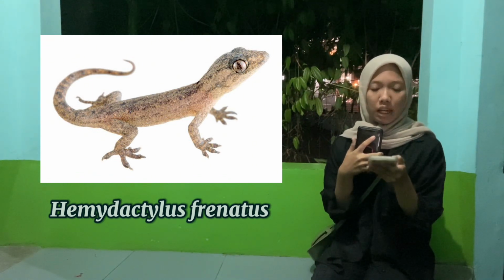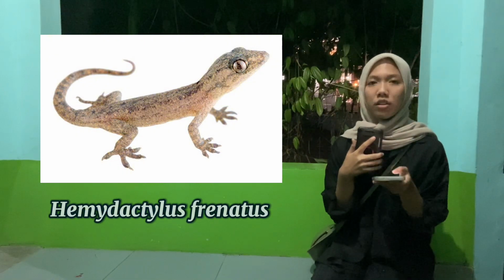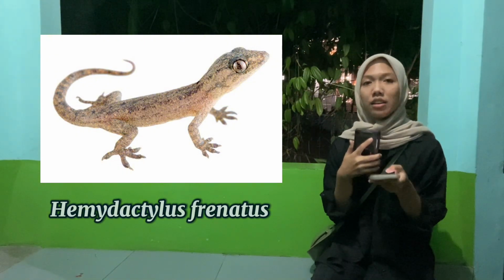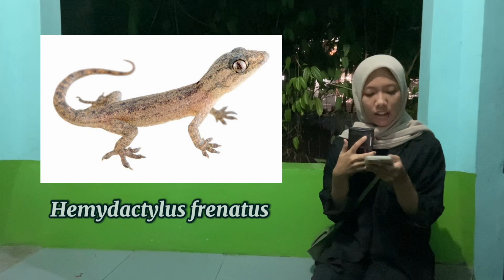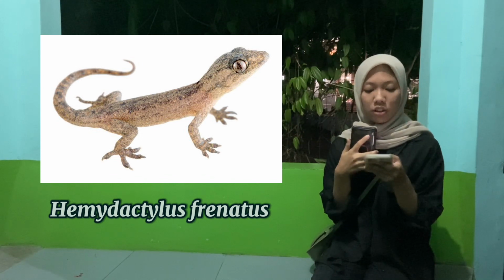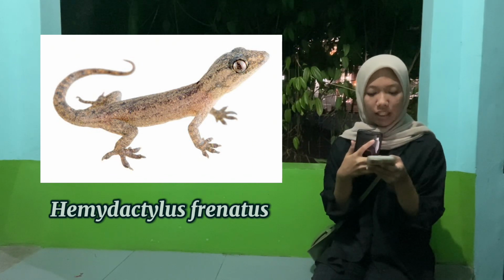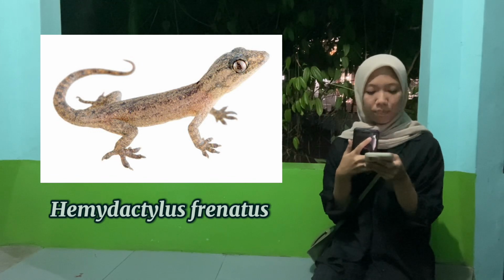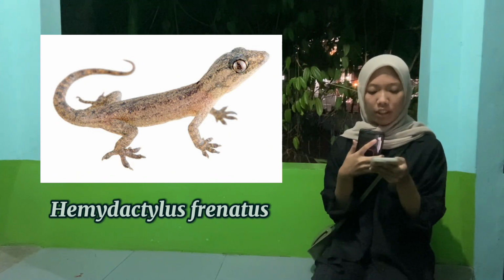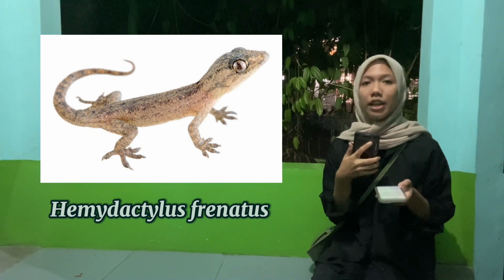Also, Hemidactylus frenatus was originally a terrestrial, tree-living species and also a nocturnal species that likes to hide in shelters during the daytime. They can be found in a wide range of habitats such as rainforests.